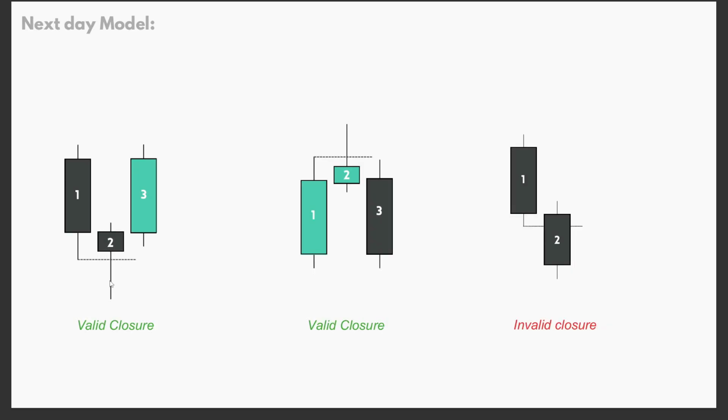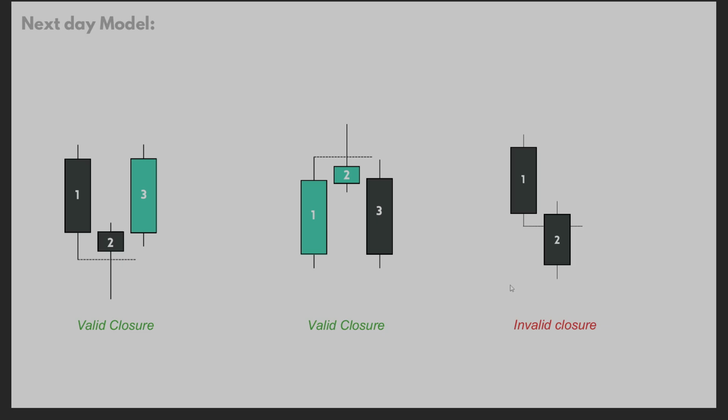So these are the schematics. We have a candle 1, candle 2 closing inside the range of the candle 1, and the candle 3 expanding to the upside, and we will need a draw on liquidity, so the candle 4 would also be an expansion candle. Now this is an invalid closure for the next day model. If the candle 2 is closing below the candle 1 with a body, then the model is invalidated.